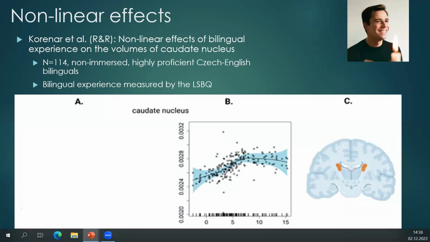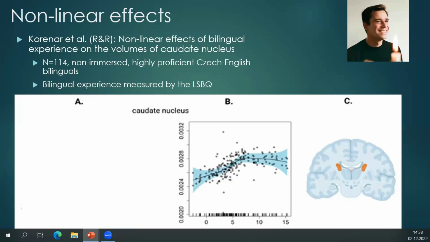So with my other former student in Vancouver, what we did, we tested 114 non-immersed, in this case, highly proficient bilinguals, and we used GAMs, a method that's appropriate for detecting these non-linear patterns, to see how bilingual experiences affect the volume of the caudate nucleus. So here's the nucleus, right? What we see in this graph is the scores, bilingual experience as measured by the LSBQ, and then these are the volumes of the caudate nucleus.